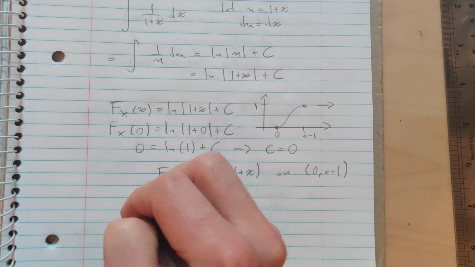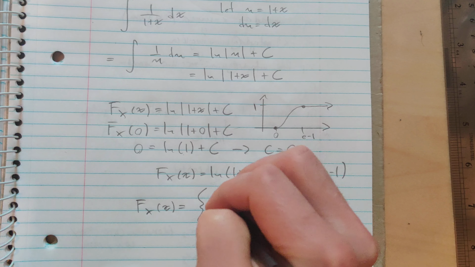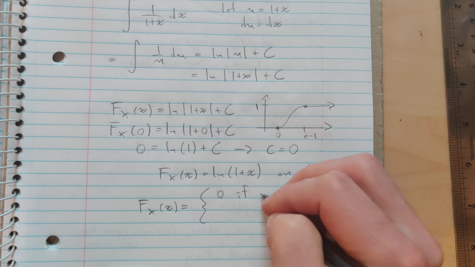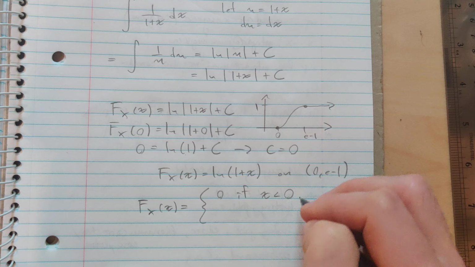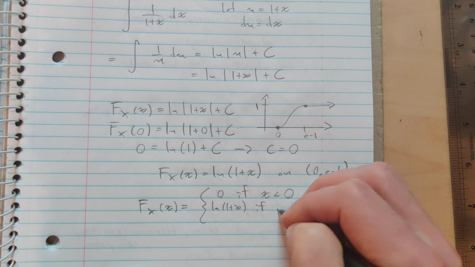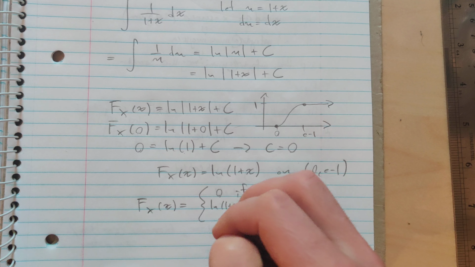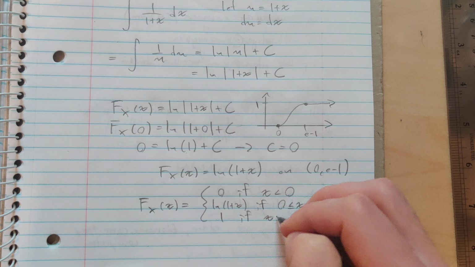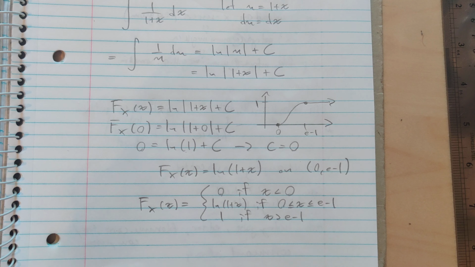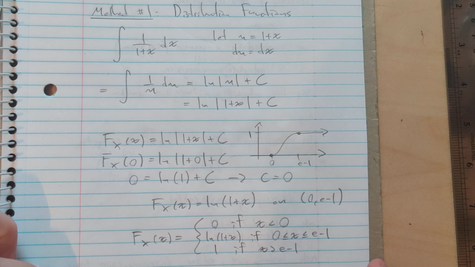And if you want to write it out in long form, you can write it like this, right? Let's look at 0. If little x is less than 0, then it's going to be 0. If 0 is less than or equal to little x less than or equal to e minus 1, then it's ln of 1 plus x, and 1 if little x is bigger than e minus 1. Okay, so there it is in long form. That's the CDF of x. All right, so all that to get the CDF of x.